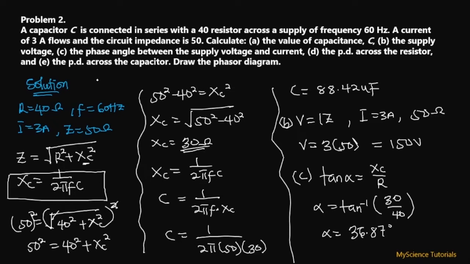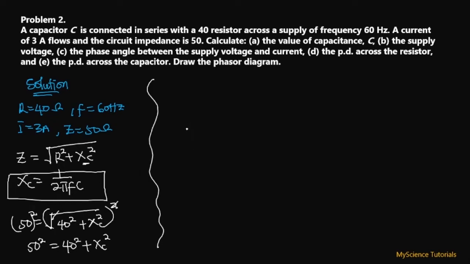Okay, now that we are done with that, let's try and find the potential difference across the resistor, which is VR, and then the potential difference across the capacitor. The potential difference across the resistor VR is given mathematically as I, which is the current, multiplied by the resistance. So our VR is equal to our current, 3, multiplied by our resistance, 40. If we multiply this, we are going to get 120 volts as our VR, the potential difference across the resistor.